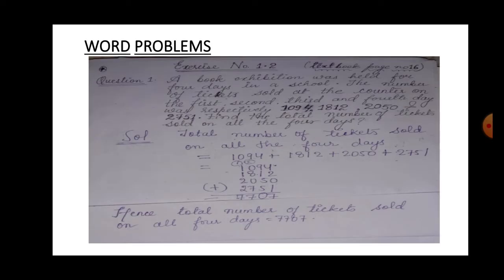So let us begin with our first question of exercise 1.2, from textbook page number 16. A book exhibition was held for 4 days in our school, and the tickets sold on the first, second, third and fourth day were respectively 1094, 1812, 2050 and 2751, and we need to find the total number of tickets sold on all the 4 days.